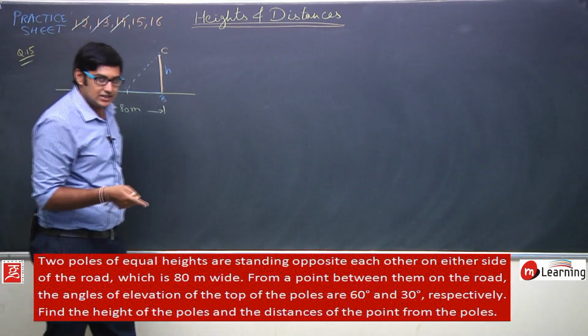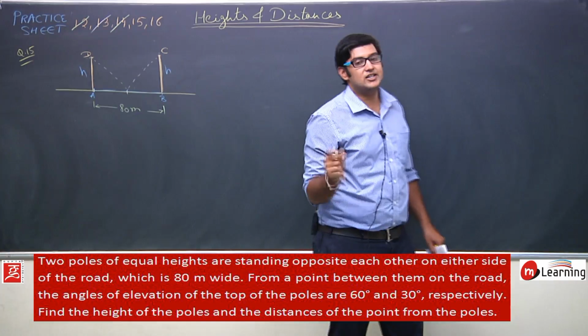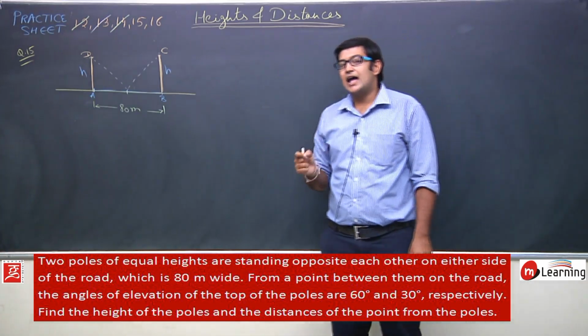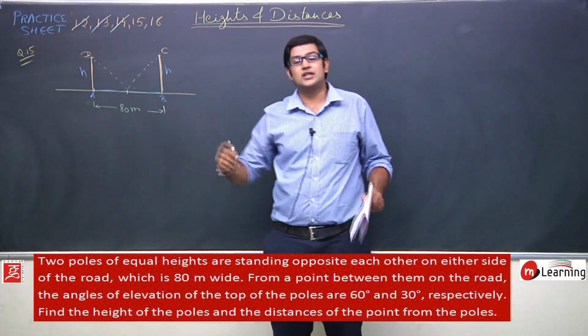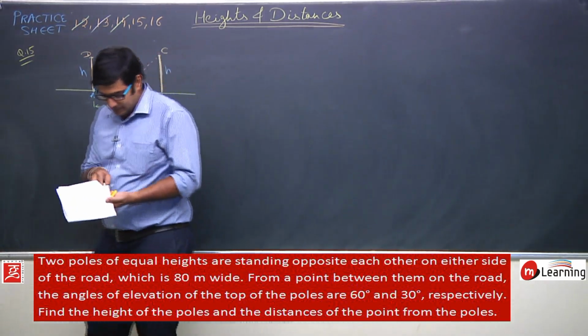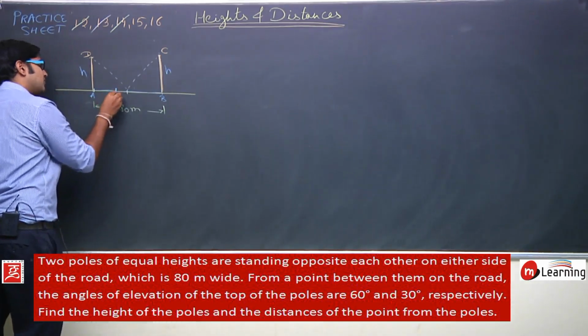But it says that the angles of elevation are 60 degree and 30 degree. It means I am standing closer to one pole and away from another pole. So let us say I am standing somewhere here, which is point E.